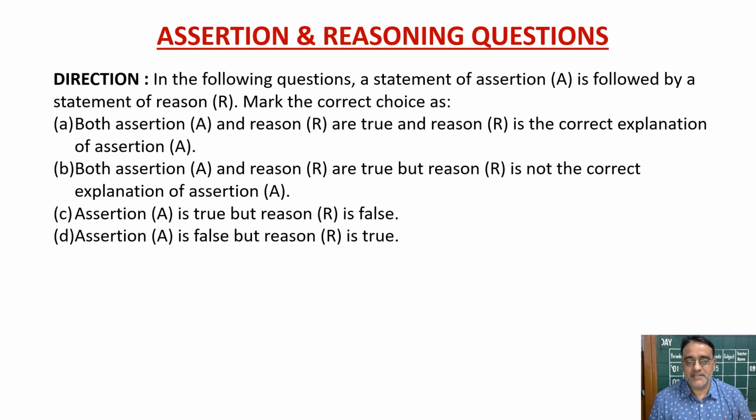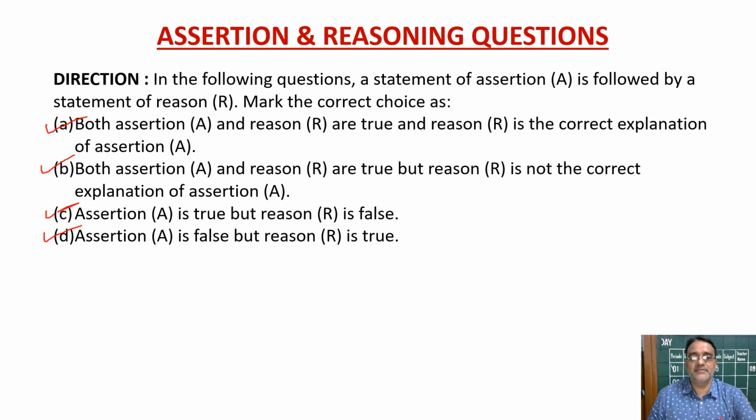Assertion and reasoning questions. These 4 options are common for all the questions, and according to the given statements under assertion and reason, we have to select the correct option. If assertion and reason both are true and reason is the correct explanation, then we go for option A. If assertion and reason both are true but reason is not the correct explanation, then option B. If assertion is true but reason is false, then option C. And the last one, if assertion is false but reason is true, then option D.